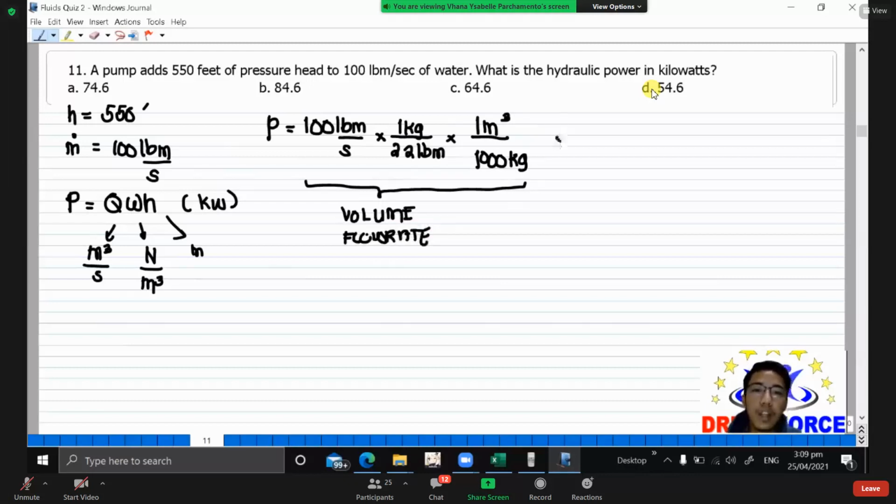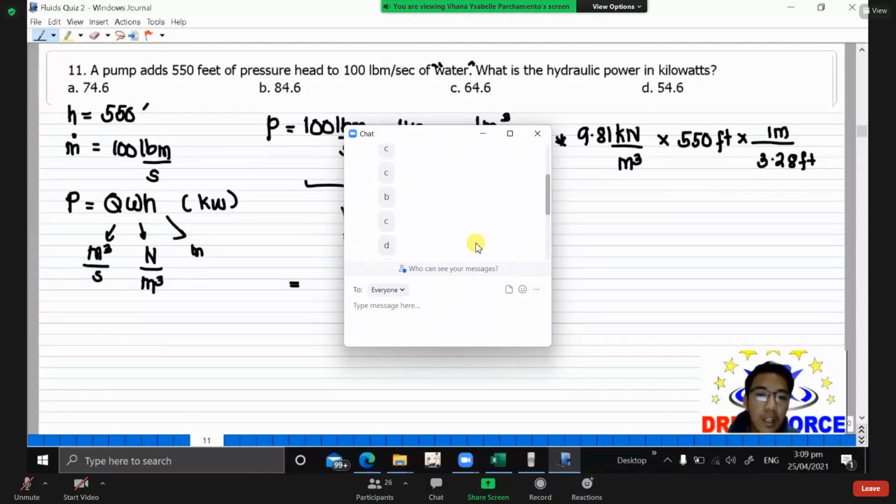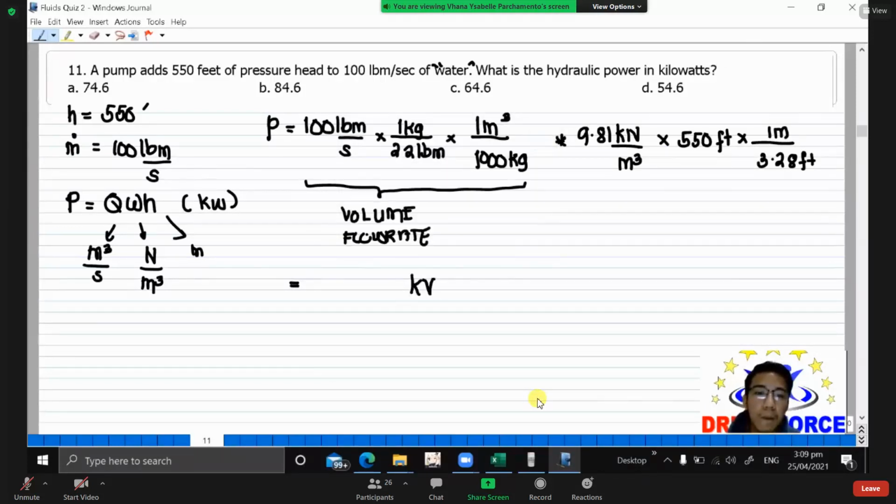Okay, next. Kunin natin yung specific weight. Anong fluid to? So, water. Specific weight ng water natin, that is 9.81 kilonewtons per cubic meter. Then times yung head natin, that is 550 feet. That should be in meters, so convert ulit natin. So in 1 meter, we have 3.28 feet. So cancel na lahat ng unit, ang matitira na lang dyan is the unit of watts. So i-convert mo na lang into kilowatts later on kasi ang hinahanap is in kilowatts.